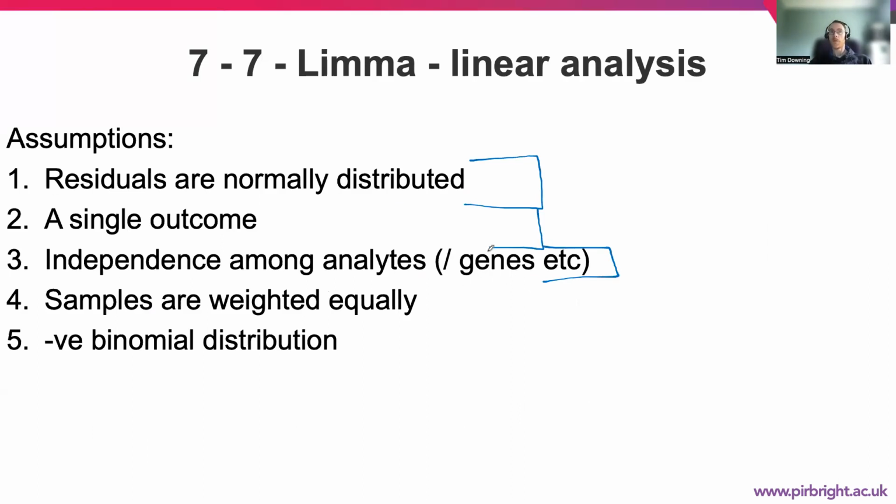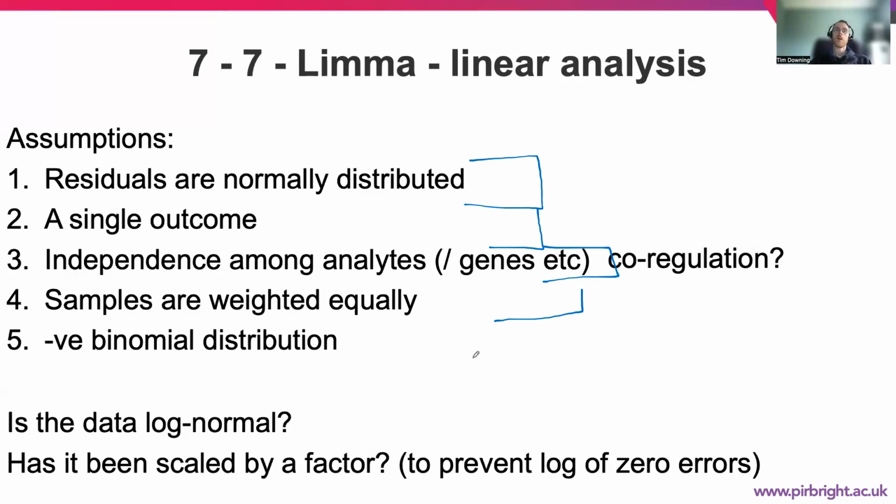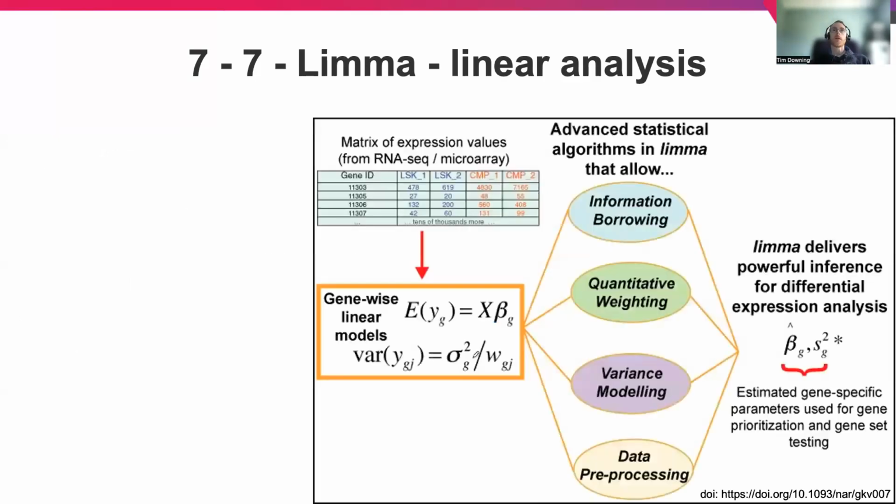That would mean the same if we're looking at genetic or transcriptomic data, that the genes are independent, that the samples have equal weights, and that we are dealing with a negative binomial distribution as well. So we can ask, is the data log normal and has to be scaled by a factor as well to prevent taking the log of a 0, for example. So let's look at this in more detail.